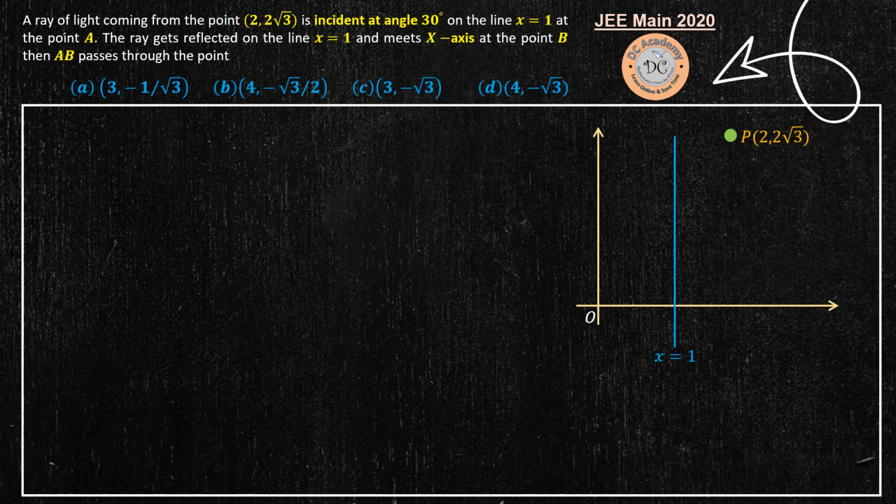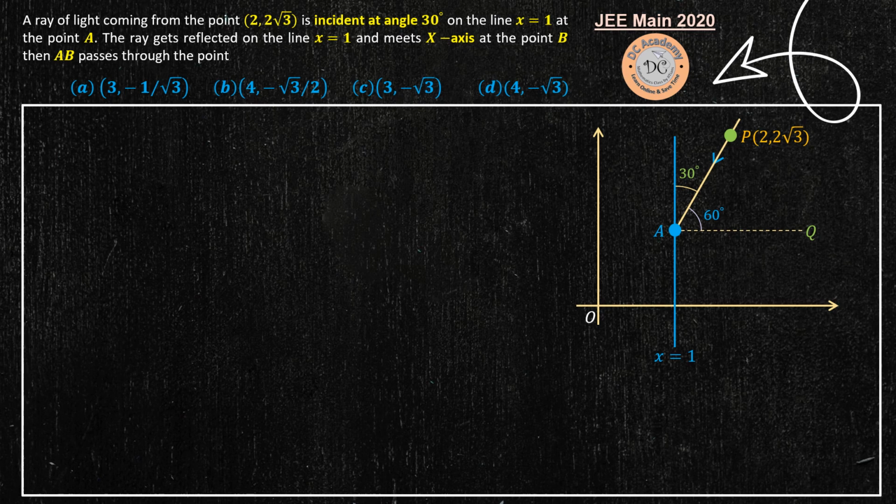Now we take a line or incident ray, PA, which makes an incident angle of 30 degrees with x equal to 1. So mark that angle 30 degrees. Now, as it is 30 degrees, if I draw a line parallel to the x-axis through the point A, that is AQ, then the angle PAQ must be 60 degrees.